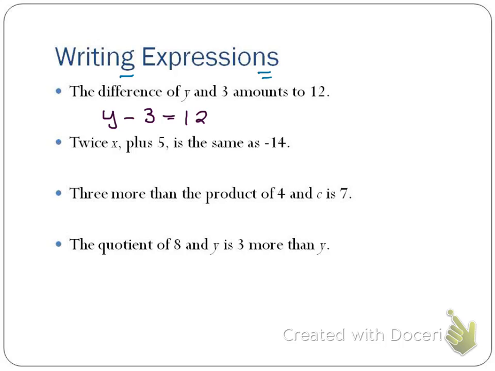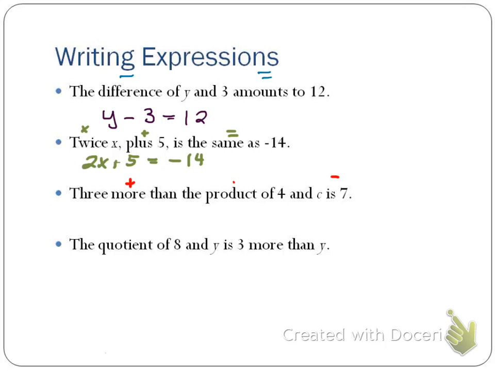Okay, let's look at the second one. Twice goes with multiplication, plus is addition, and same as is the equal. So twice x would be 2x plus 5 equals negative 14.